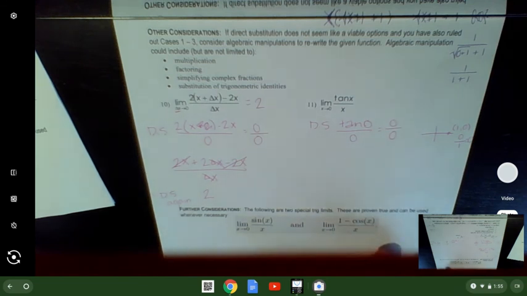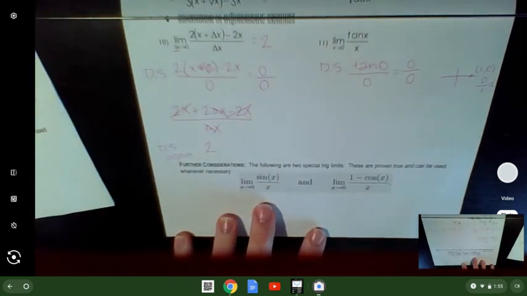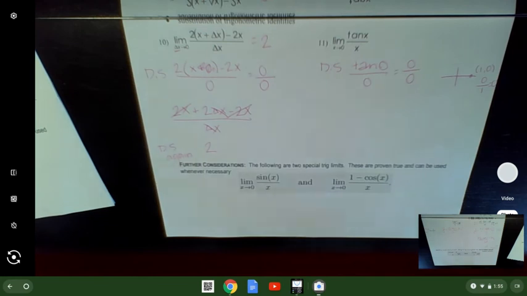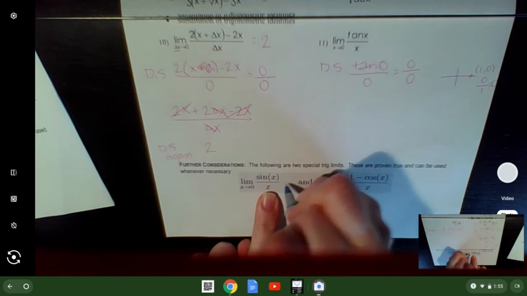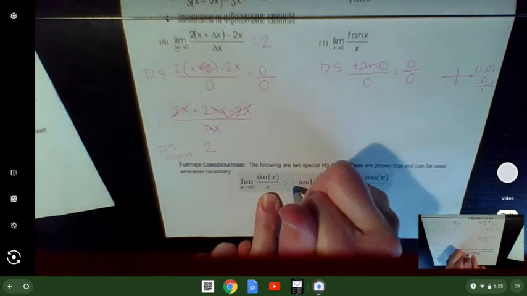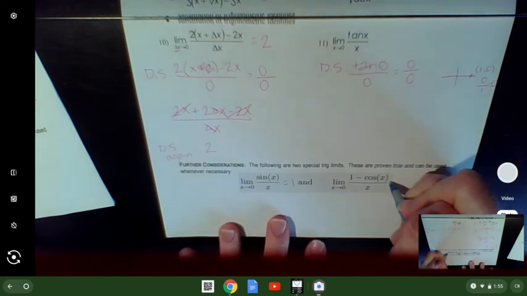Well, there are actually 2 more things. Those of you who are going into calculus will just have to commit these to memory. There are 2 special trig limits. Keep this piece of paper and you'll have those special trig limits tucked in somewhere. The limit as x approaches 0 of sine of x over x is always equal to 1. And the limit as x approaches 0 of this cosine function is always equal to 0.